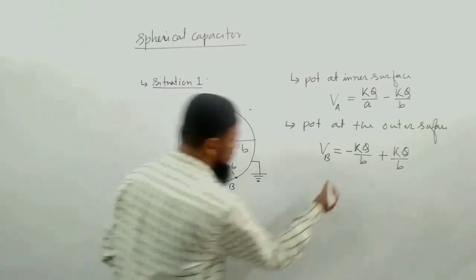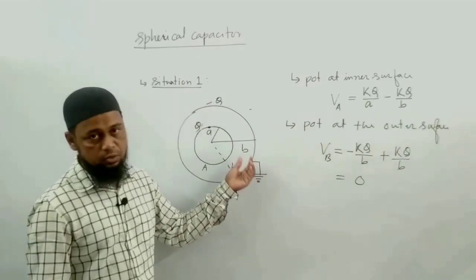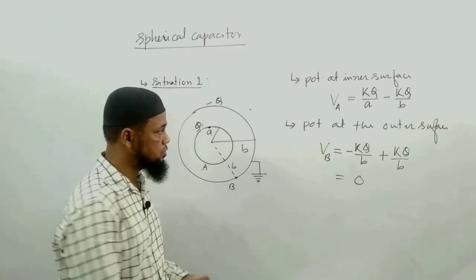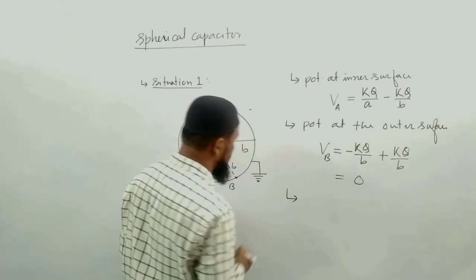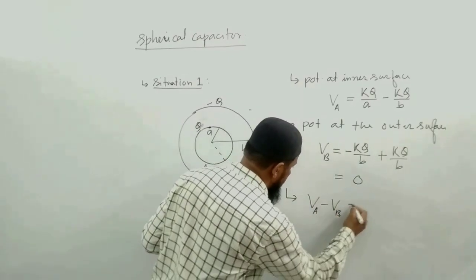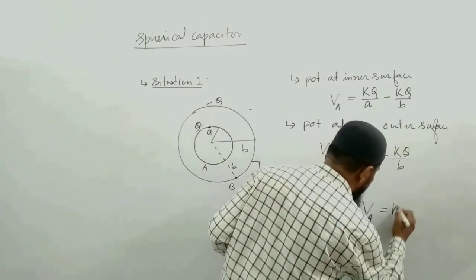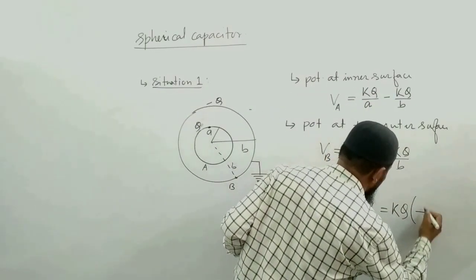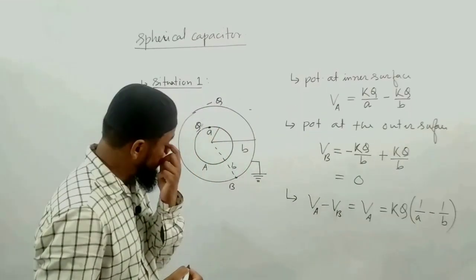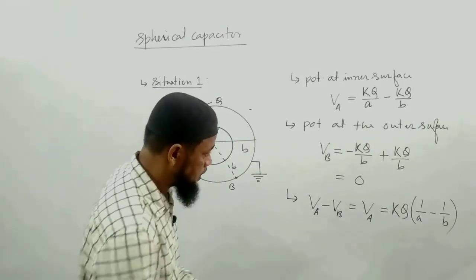Potential at the outer surface, how much is that? Equal to 0. We could have said it directly also, since the outer sphere is grounded, the potential will become 0. So what is the potential difference between the two surfaces? The potential difference VA minus VB is nothing but equal to VA. Let me take KQ common, and it will be left with 1 by A minus 1 by B. This is the potential difference between both the surfaces.